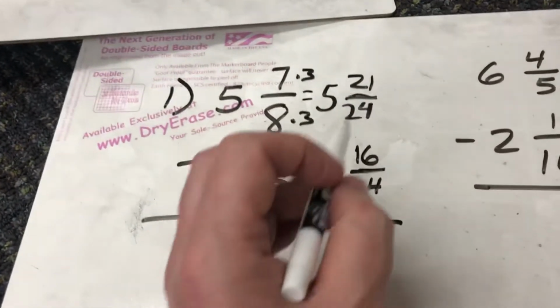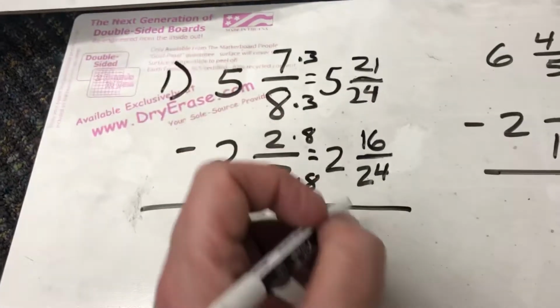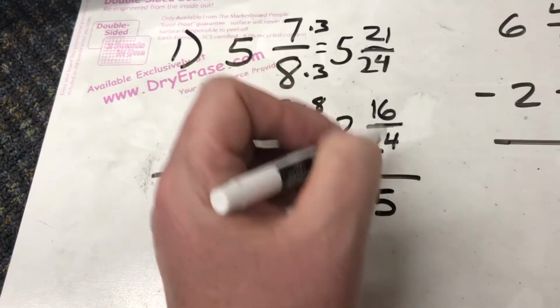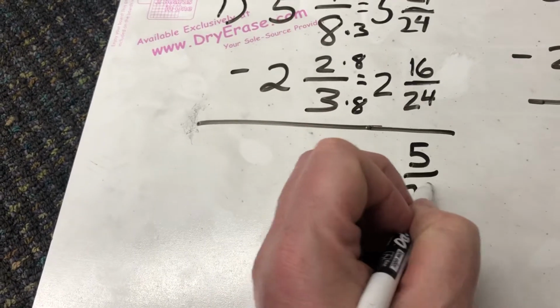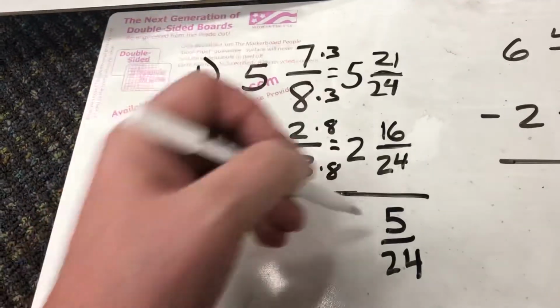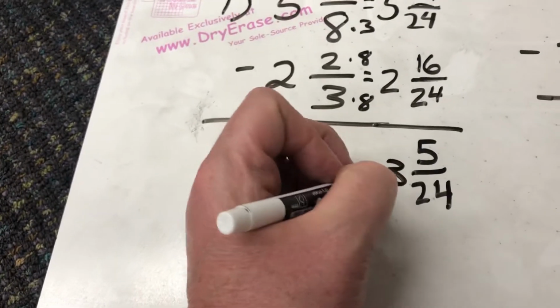And so I'm going to come over here. I'm going to do 21 minus 16. Well, 21 minus 16 is 5. My denominator is 24. Then I'm going to do the 5 and the 2. Remember, when we change the fraction, the whole number does not change. So 5 minus 2 is 3.